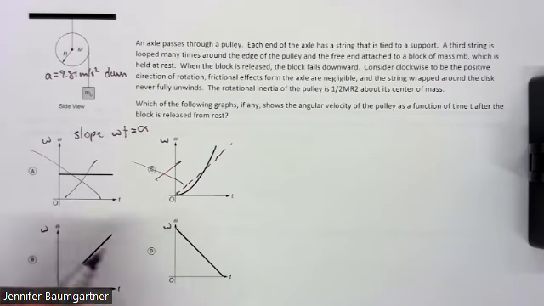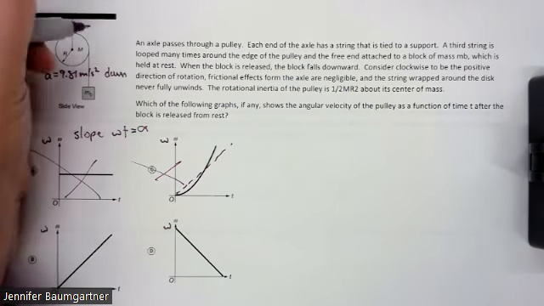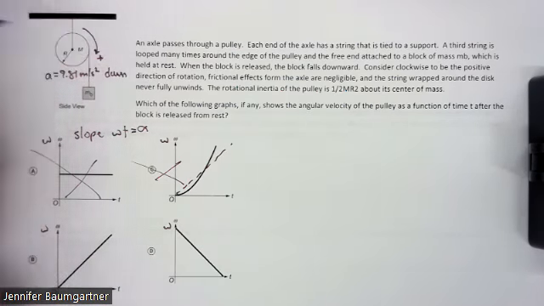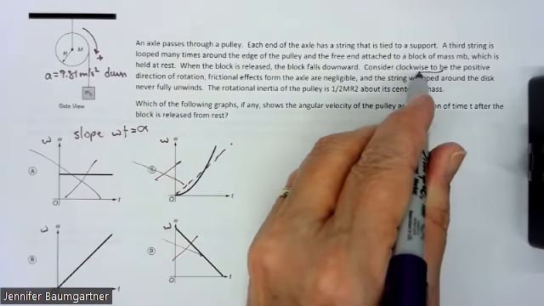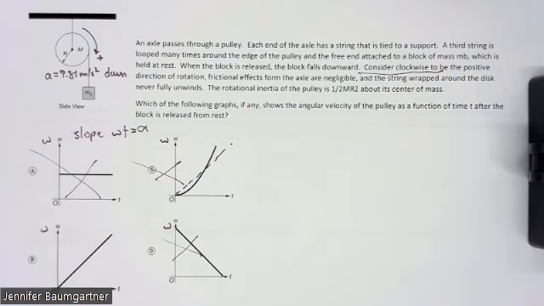Is it the one where the slope is positive or the one where the slope is negative? Well, the trick here is they say clockwise is the positive direction of rotation. And that's the direction that the block is going. So the slope here has to be positive. This one won't work because clockwise is the positive direction.